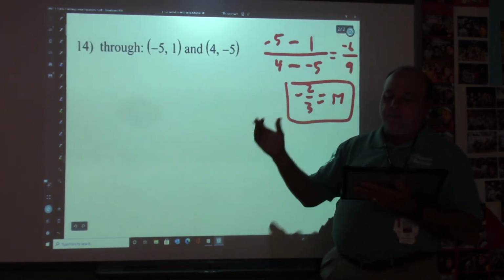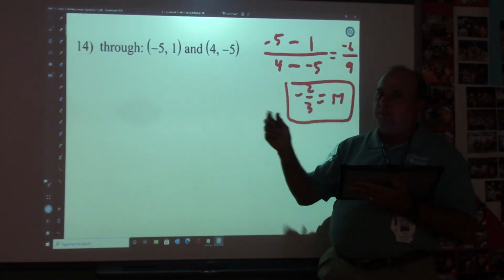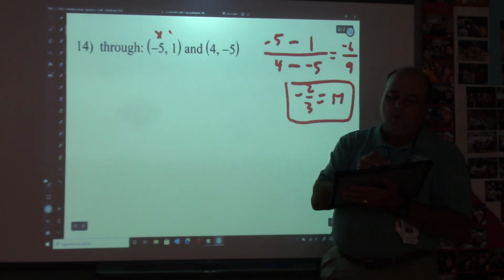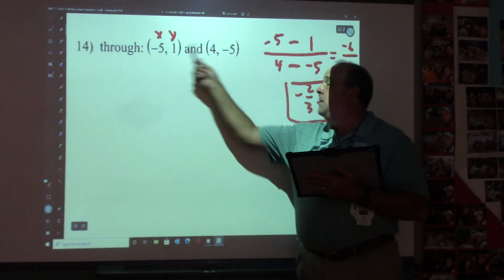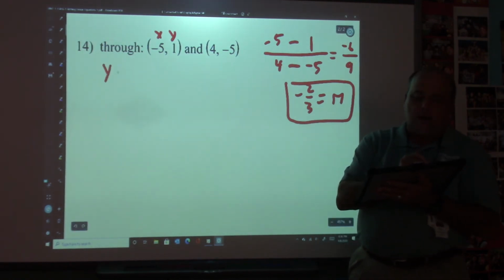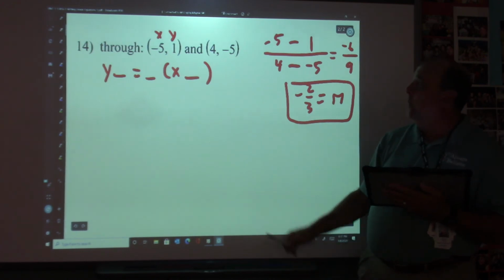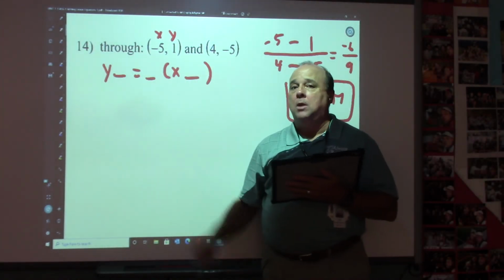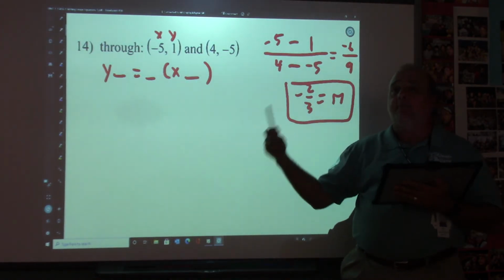Okay, now then, I'm going to pick the easiest point. You can pick either one. I'm going to pick this for my point. So I know my x, my y, and my slope, don't I? Now then, let's write down the point slope. y blank equals blank, parentheses x blank. Remember, the x and the y flip when you plug them in because you have minus y1 and minus x1.